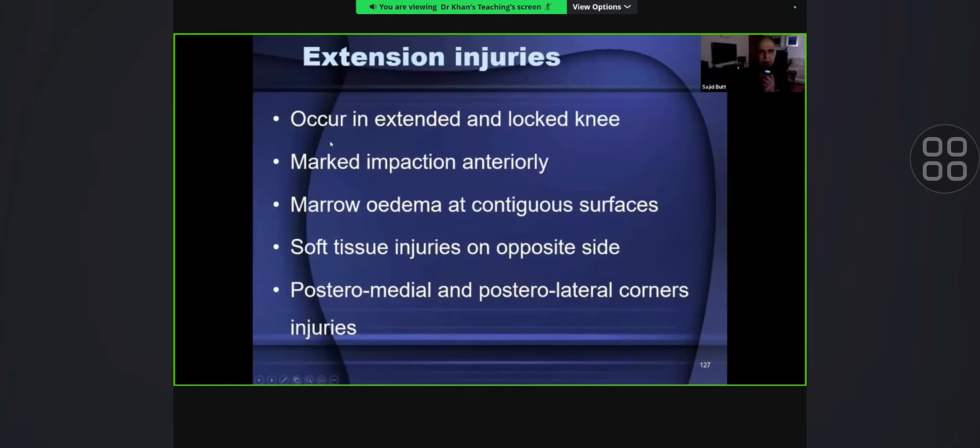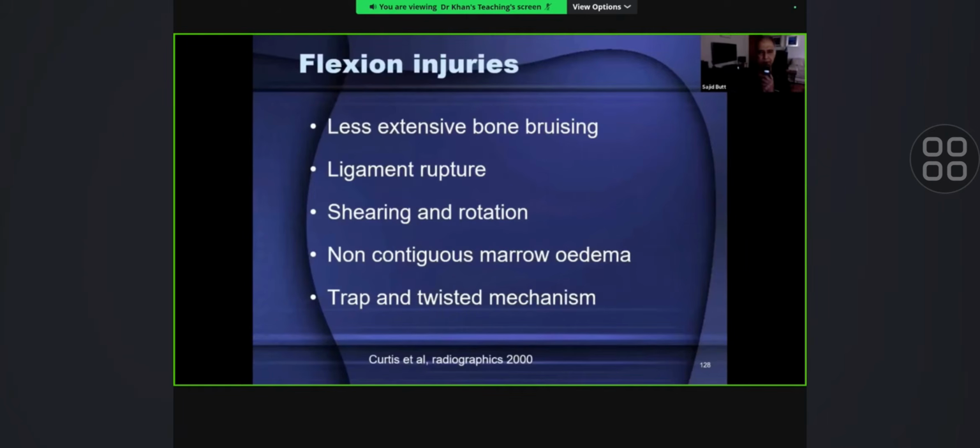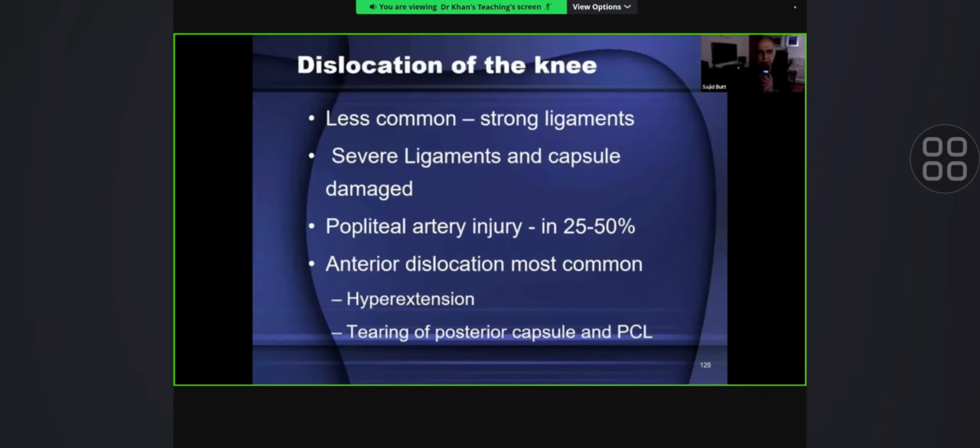Extensor mechanism injuries tend to occur in extended and in locked knees. There can be a marked impaction anteriorly with marrow edema of the contiguous surfaces. The soft tissue injuries on opposite sides, and posteromedial and posterolateral corner injuries. The flexion injuries have less extensive bone bruising. We've got ligamentous disruption, shearing and rotation injuries, non-contiguous bone marrow edema, and tap and twisted mechanisms.